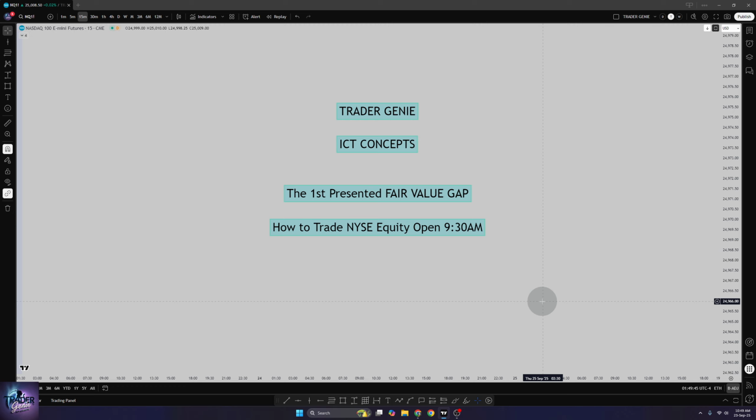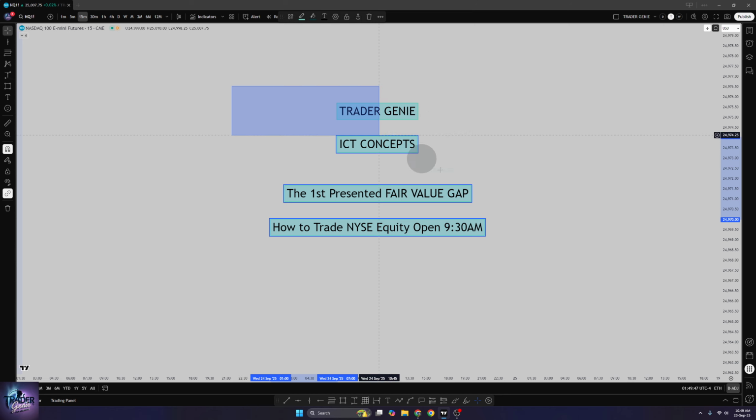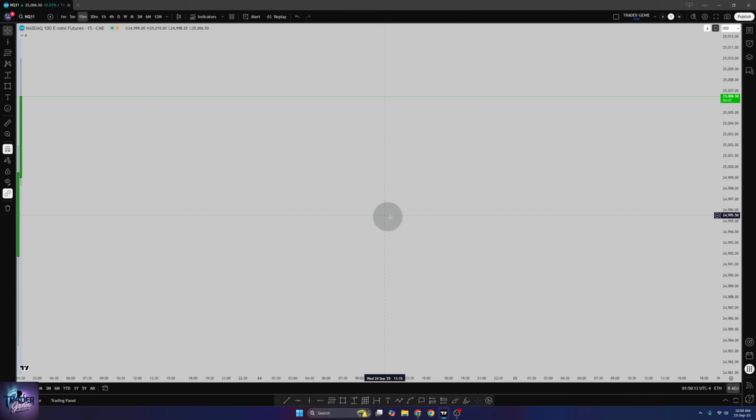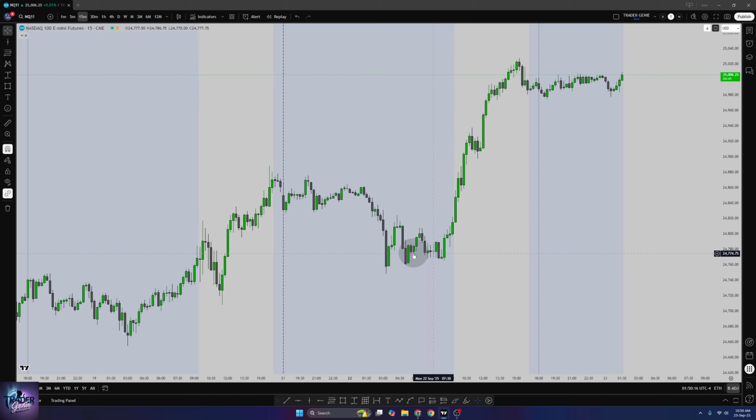So our first example is going to be on Nasdaq. ICT basically uses the 1 minute time frame to trade this and spot the first presented fair gap. But I believe we can use 1 minute, we can use 5 minutes, as well as 15. The higher the time frame, the better the accuracy. So let's check it out.